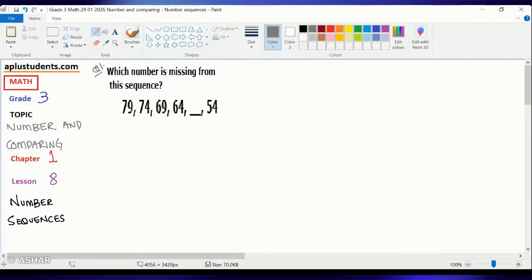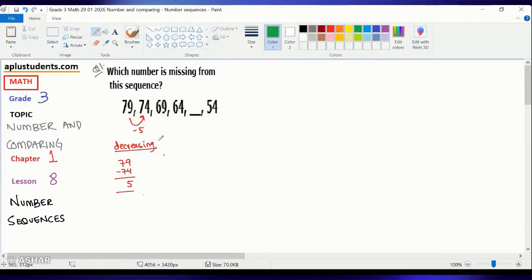Hi Semi, welcome to the class. So the first number we are given is 79, right? And the next number is 74. What we can see is the numbers are decreasing, right? The first thing we can see is either they will be increasing or they would be decreasing. How much are they decreasing by? From 79, if we subtract 74, this would be 5, right? So that means each number is decreasing by 5.